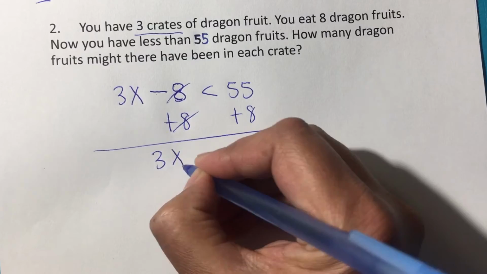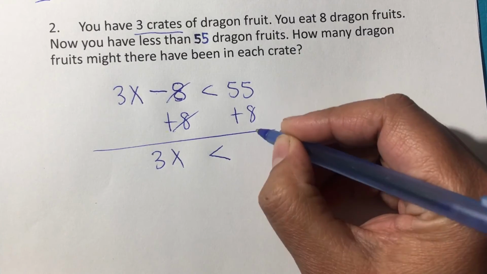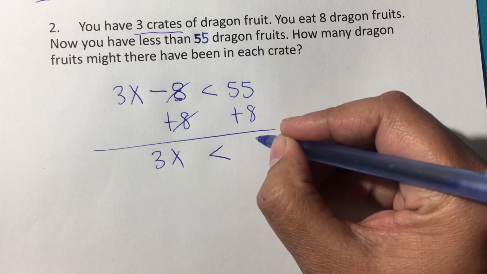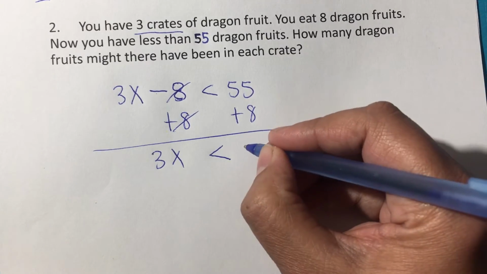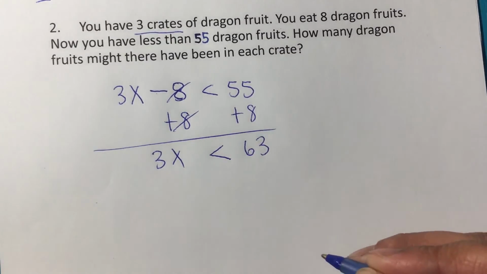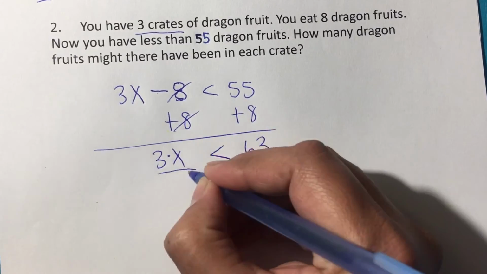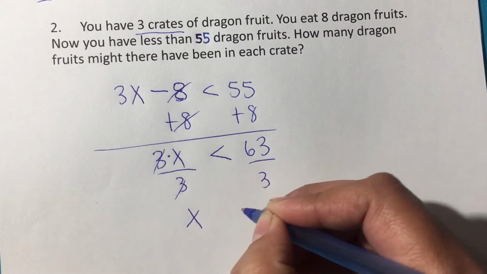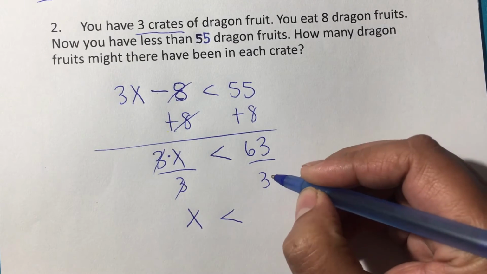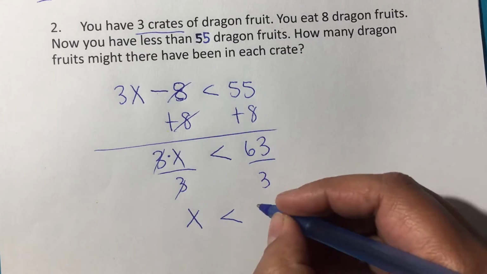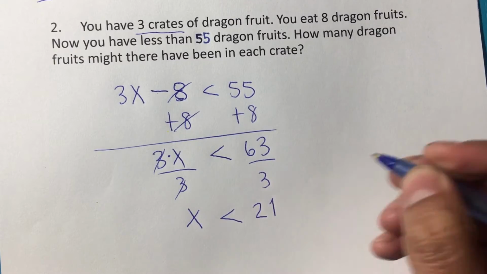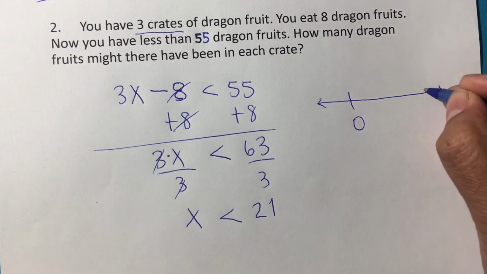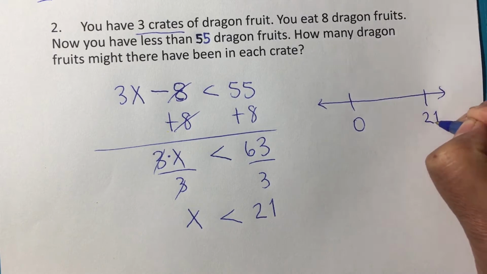You have the 3 crates and you still have less than 8 plus 55. 55 plus 8 is 63. Now if you're multiplying, the opposite is to divide. And so x is less than 63 divided by 3 is 21. Again, you put 0, you put 21.